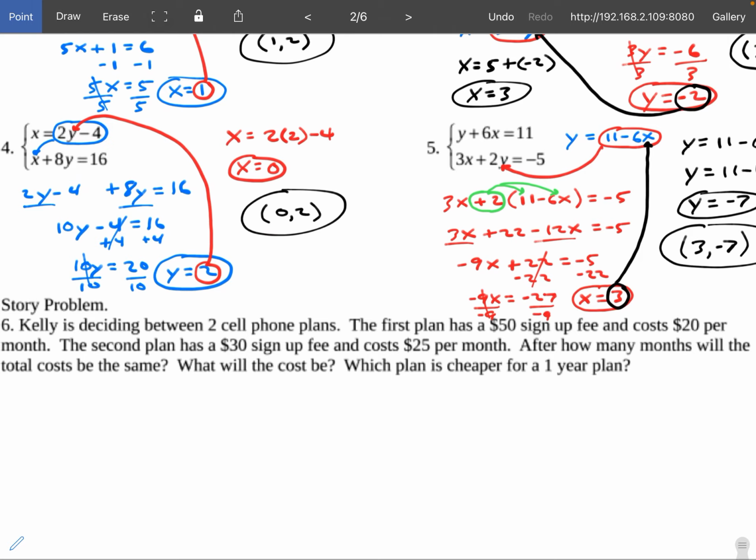All right, so what do we got left? Just one? Last one? And this pretty much looks exactly like the story problems yesterday.